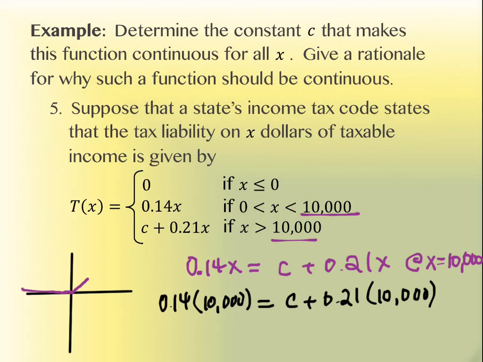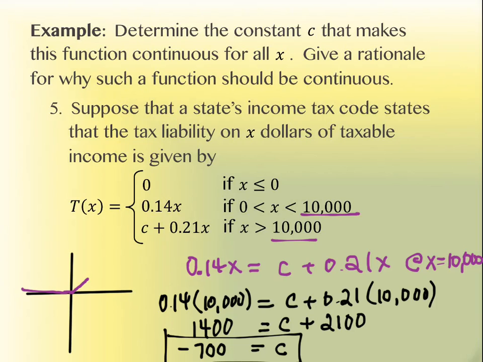So this is just a little bit of multiplication, subtraction, right? What happens when I do the 0.14 times 10,000? What do you guys get? 1,400? And then that means I would get 2,100 over here, right? So somebody tell me, what's C? Negative 700. Okay. So C would be negative 700.